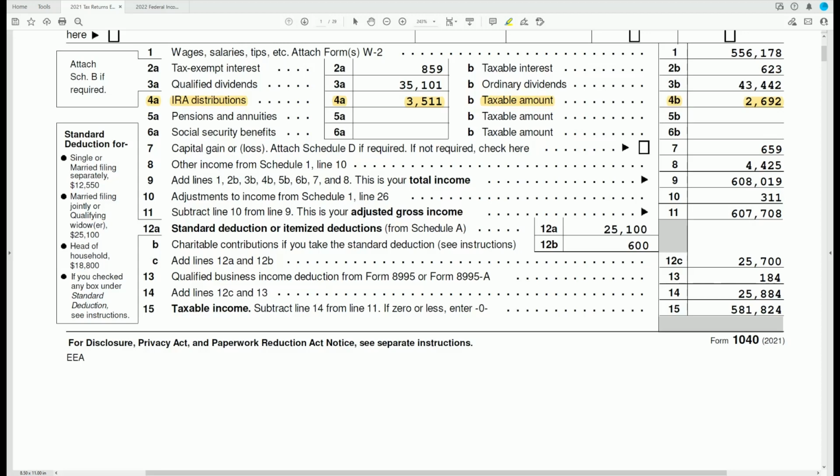And if the client was over age 70 and a half, take note of any qualified charitable distributions, also known as QCDs, to ensure they are reported correctly, since they're commonly missed by tax preparers.